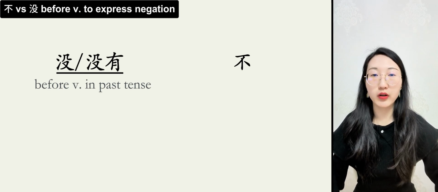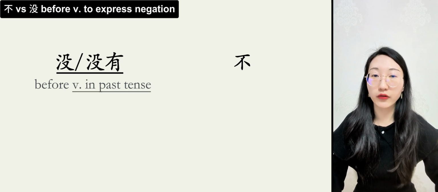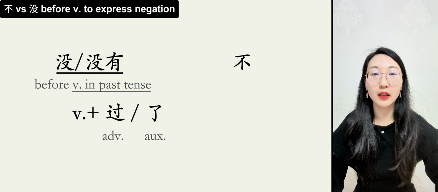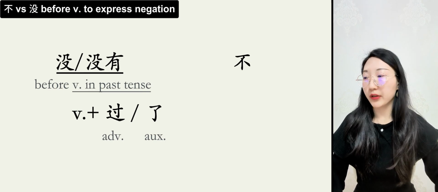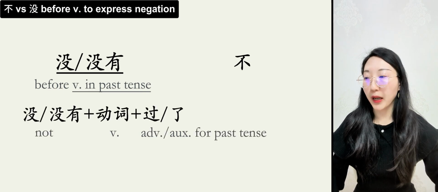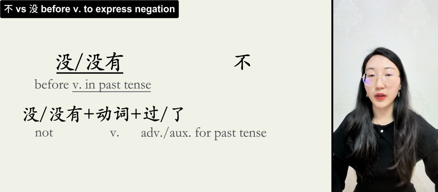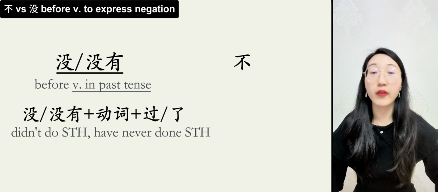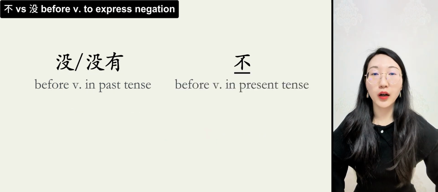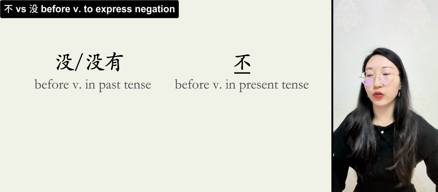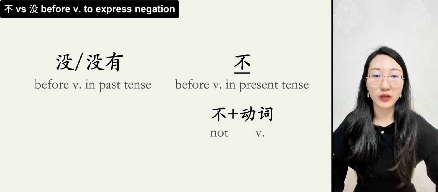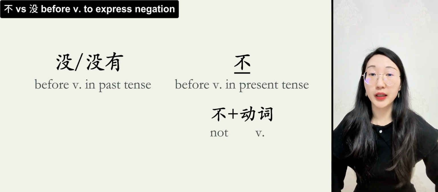In class 7, we learned that to express past tense in Chinese, you add another adverb, 过 or 了, after the verb. So the combination is 没 or 没有, plus 动词 verb, plus 过 or 了, and it means didn't do something or have never done something. And 不 is used before a verb in present tense to mean negation. So the combination is 不 and 动词 verb. Let's see some examples.